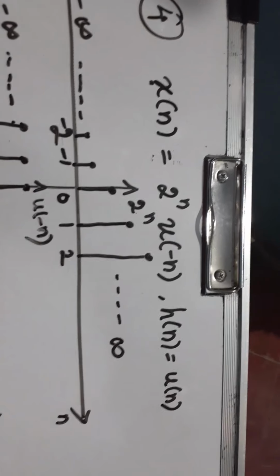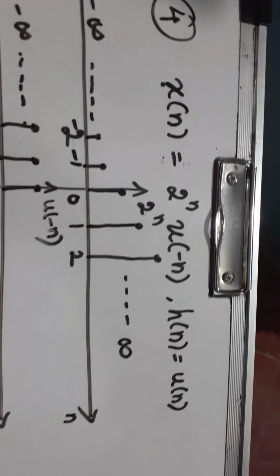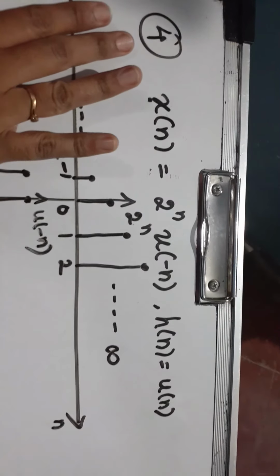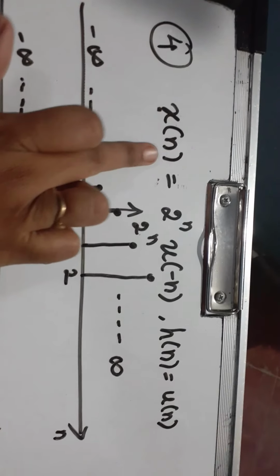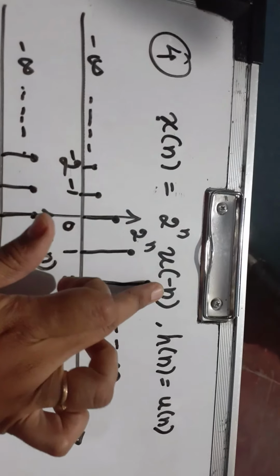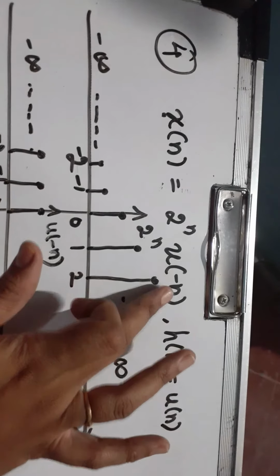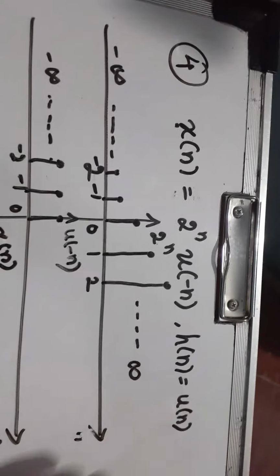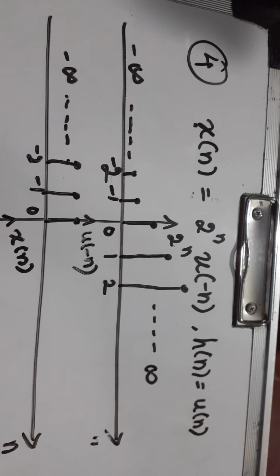Everyone, today let us try to solve one more problem on convolution sum. This is the given question: x of n equals 2 to the power of n u of minus n, and h of n is given as u of n. Okay, let us now start solving this.